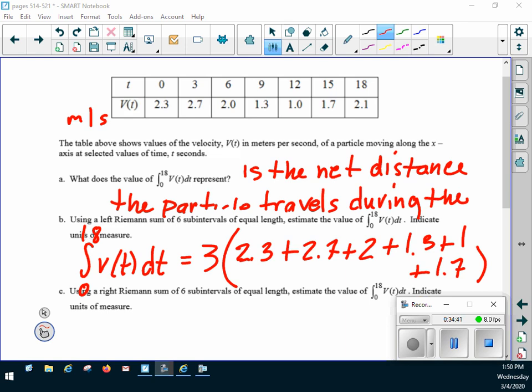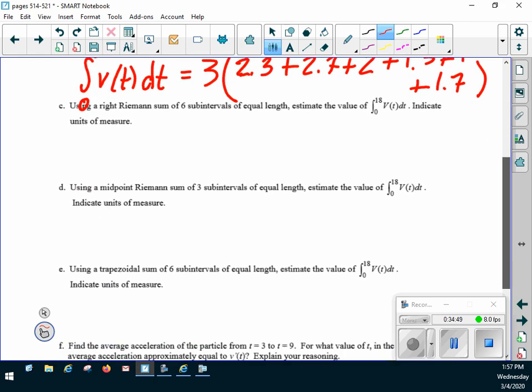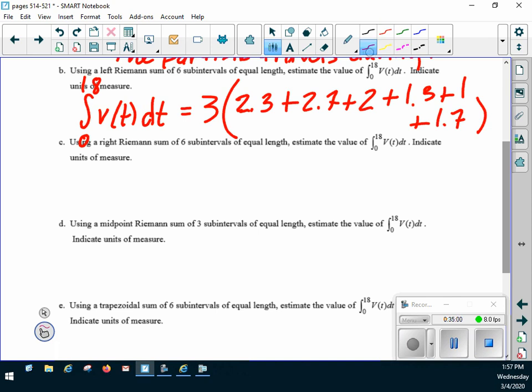Question: if it's the value of area, is it meters squared? Using a right-hand Riemann sum of 6 subintervals of equal length, estimate the value. Oh, I never said what the last one was. What'd you get here on this one? 33 feet. Can you do a right-hand Riemann sum of 6 subintervals? So let's just start it.